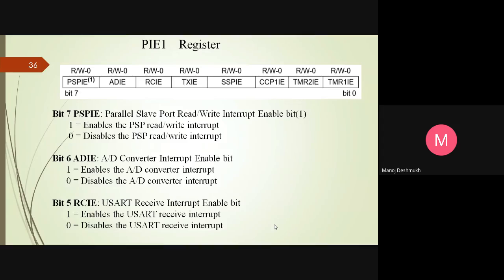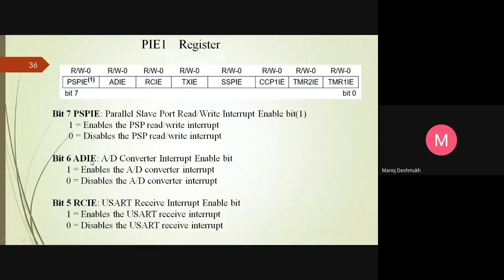Going with the first bit, the MSB, PSP, parallel slave port, read/write. As mentioned in this format itself, RW, it is readable as well as writable. So this is the parallel slave port interrupt enable bit. If it is 1, it enables the PSP interrupt. If it is 0, it disables the PSP interrupt. You should only keep in mind the name of that particular flag, that is PSP, parallel slave port. Then AD, the A to D converter, that is ADC.